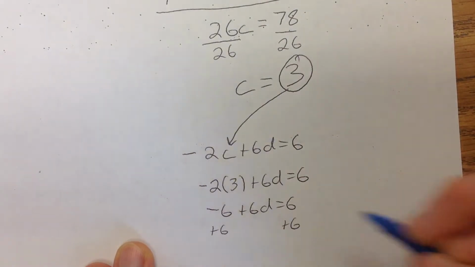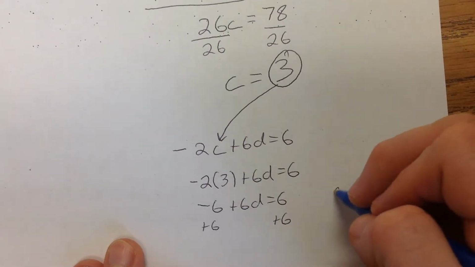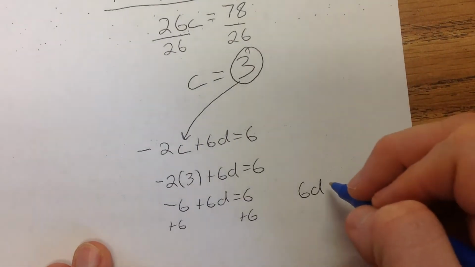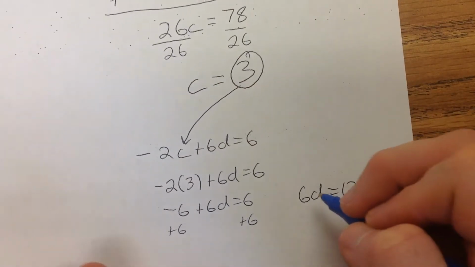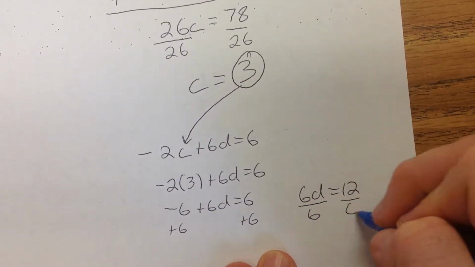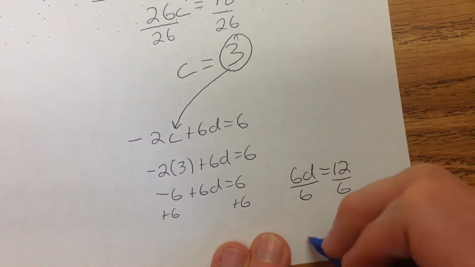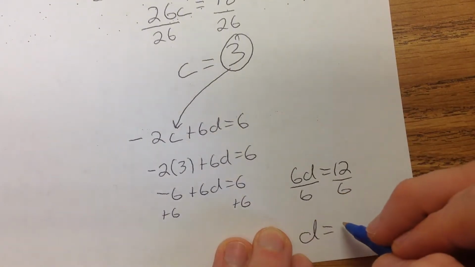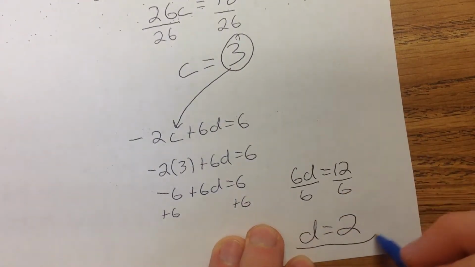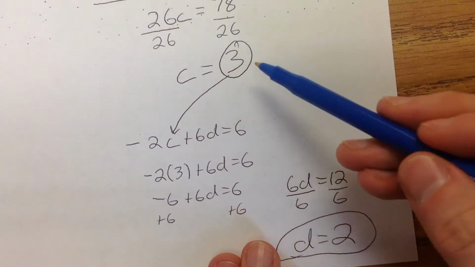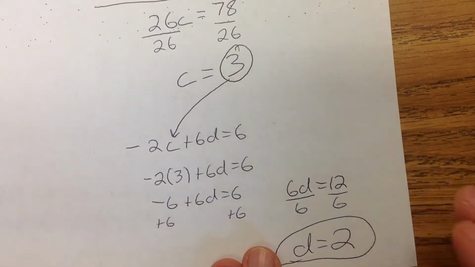Add 6 to both sides. 6D equals 12. Divide both sides by 6. D equals 2. All right, so I've got both of my answers there. C equals 3, D equals 2.